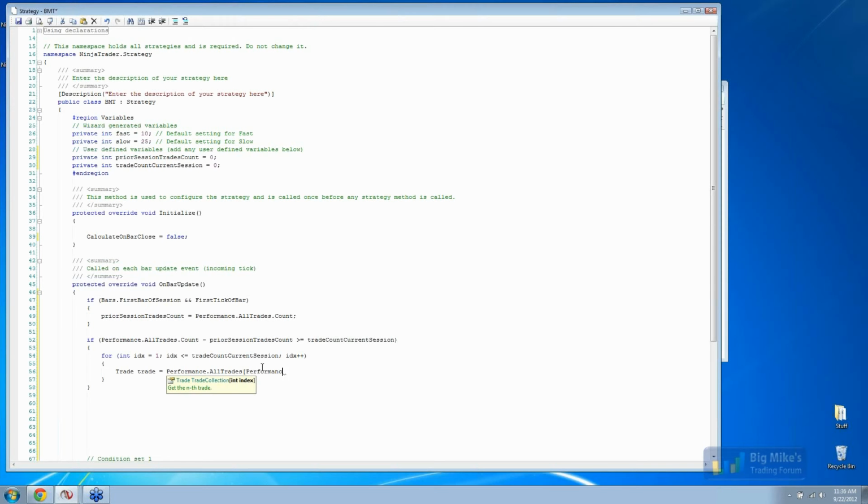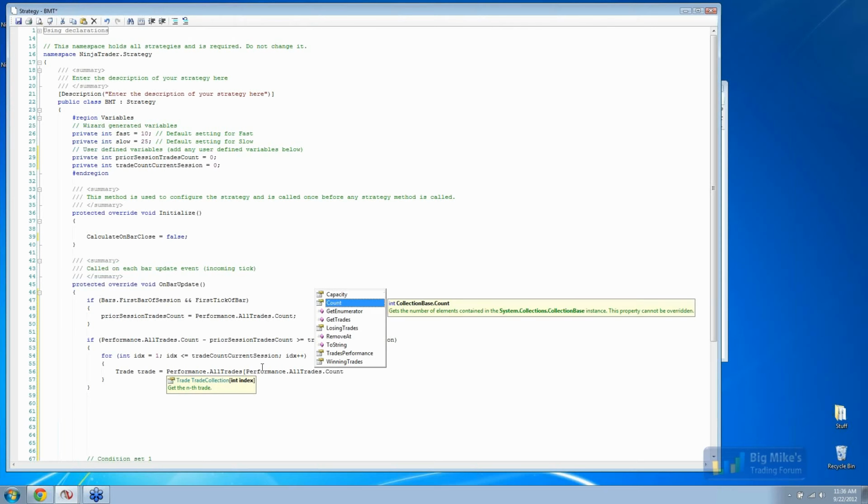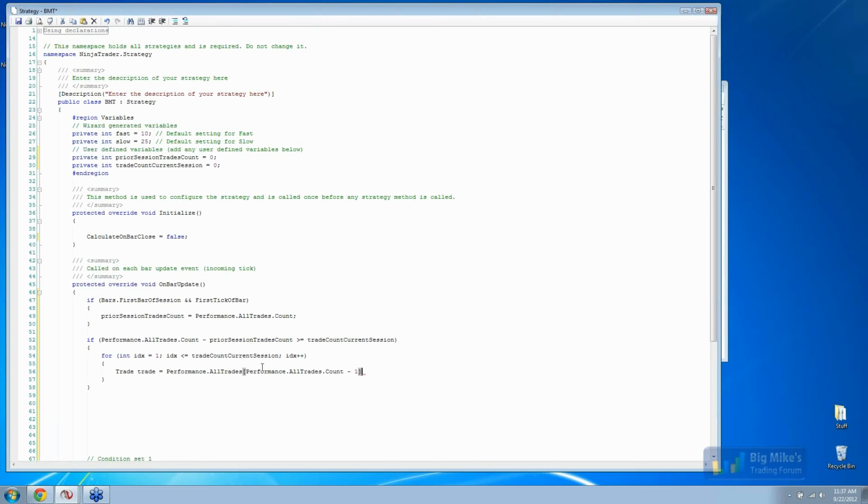So if I go performance.AllTrades.Count, and then if I go -1, that gives me the last trade. The reason I have to go -1 is because this indexing starts at 0. It does not start at 1. So let's say if you had 10 trades, your count would be 10, but your indexing would be 0 through 9 instead of 1 through 10.